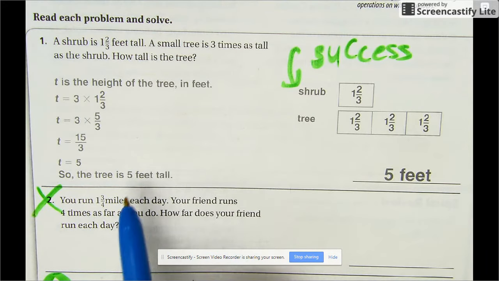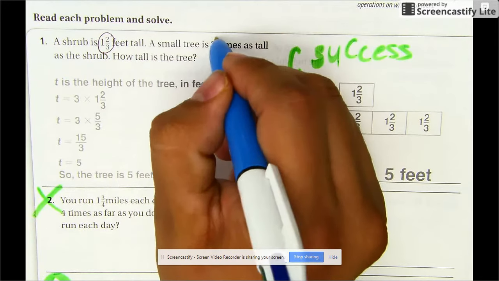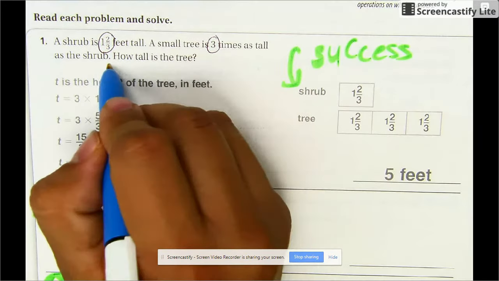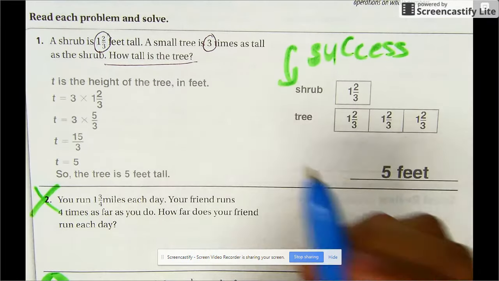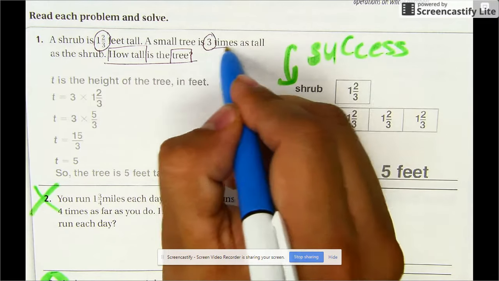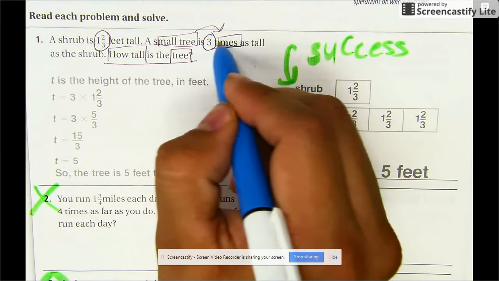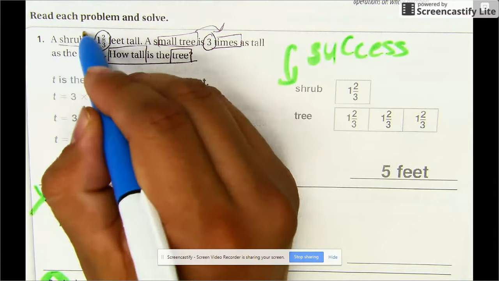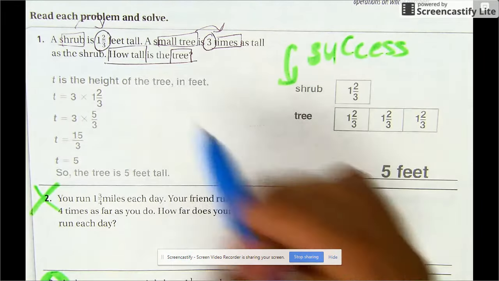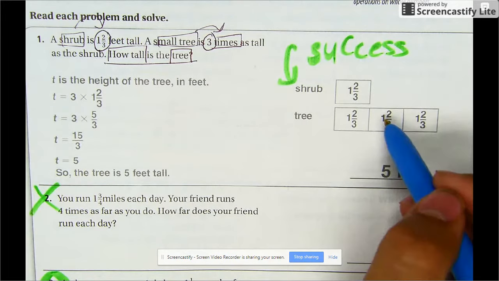So we're going to start by designing a model after we cube the question. So first circle all the numbers. Underline the question, how tall is the tree? Box the keywords, how tall is the tree? A small tree is 3 times as tall, these are connected, and the shrub is 1 2/3 tall. And so from there, I'm going to start to draw my model.